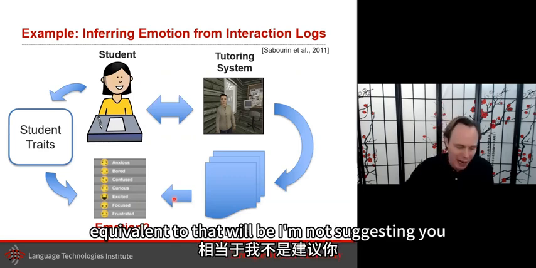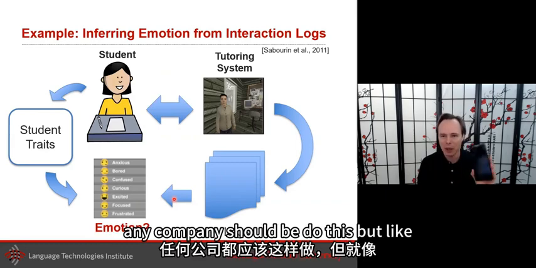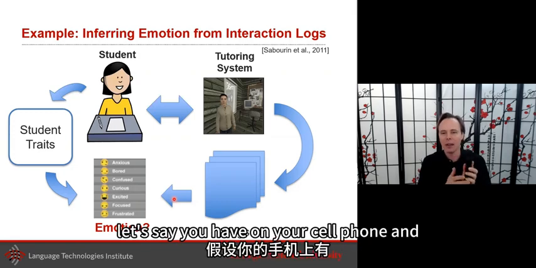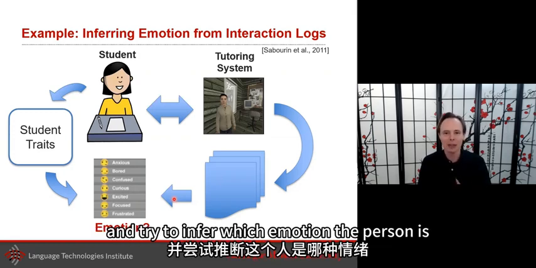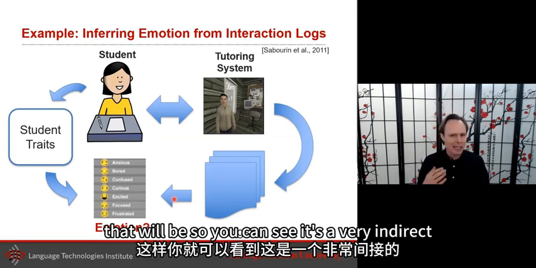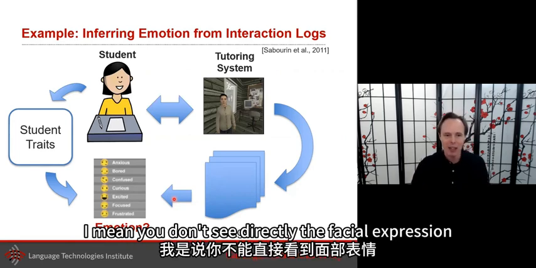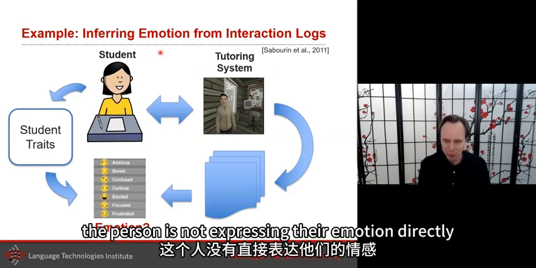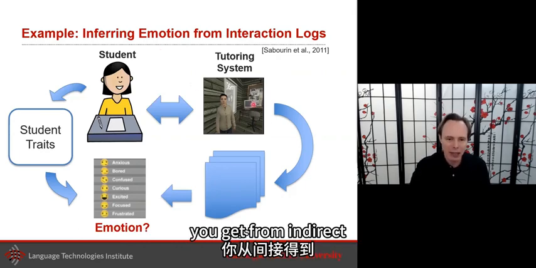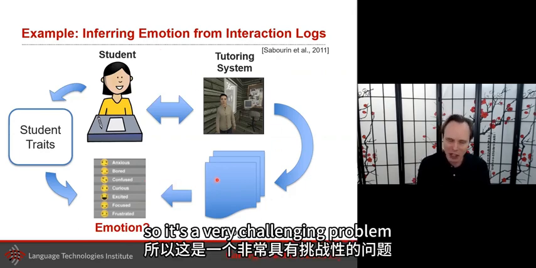The equivalent to that would be, and I'm not suggesting any company should do this, but let's say on your cell phone you look at the typing and which app is open and try to infer which emotion the person is feeling. So you can see it's very indirect. You don't see the facial expression directly. The person is not expressing their emotion directly. You get it indirectly, so it's a very challenging problem.